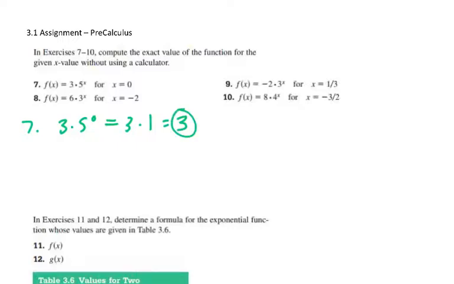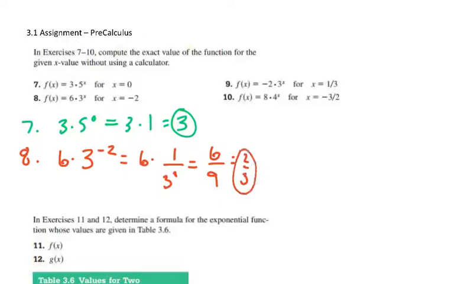Okay. Number 8 is going to be 6 times 3 to the negative 2, and hopefully remember that negative 2 means that you're actually doing 1 over a positive 2, as in 3 squared, and so we end up with 6 over 9, or 2/3. Woohoo, no calculator.